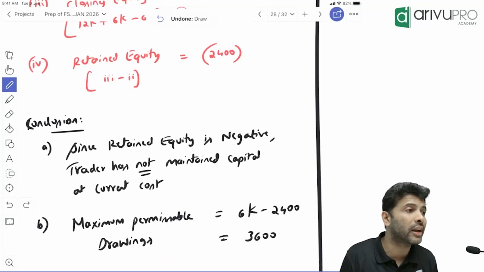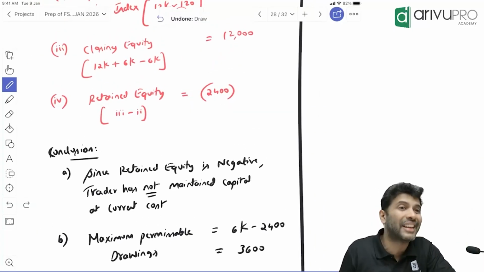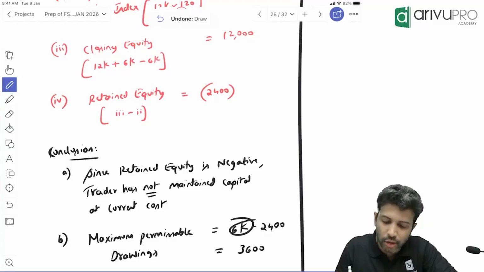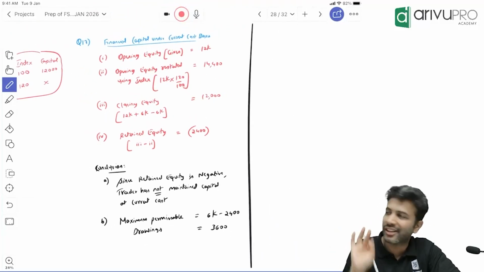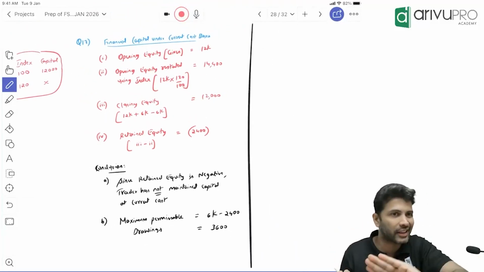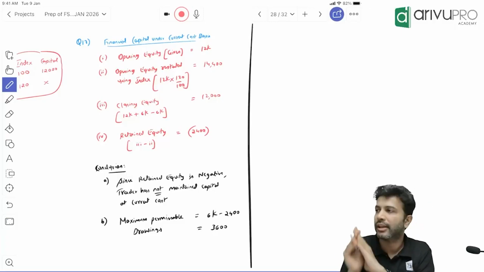Okay, now. In some problem, they'll also ask how much maximum you can withdraw. Can you withdraw 6,000? No, 2,400 we need to retain. So hence from 6,000 reduce 2,400, you will get how much drawings you can make. But if possible, try to present in the same format. You can present any other way also, but ICA's suggested answer will be like this. So I suggest keep the same thing.